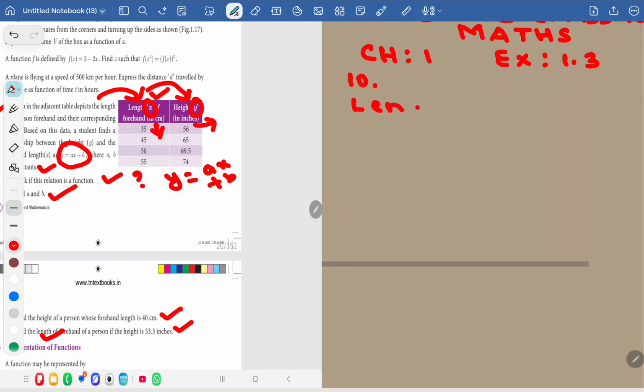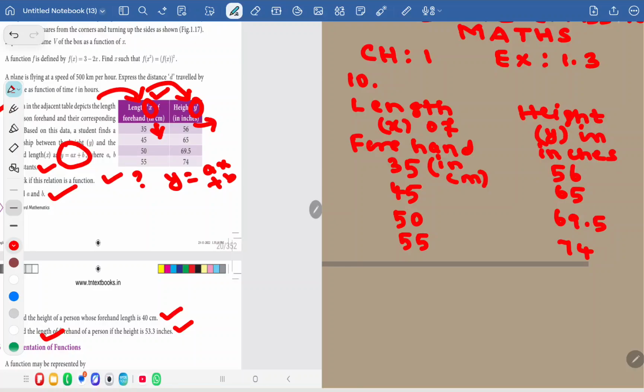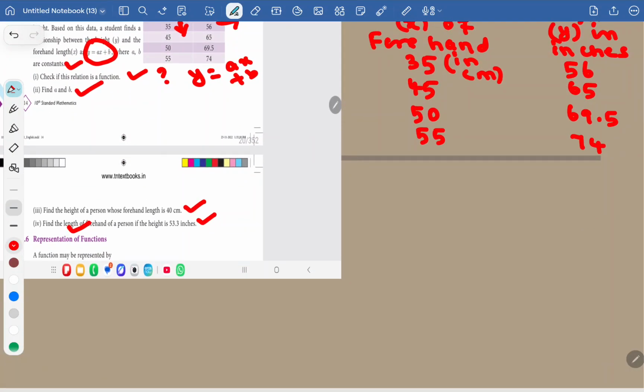What is the data? Length x of the forearm in centimeters: 35, 45, 50, 55. Height y in inches: 56, 65, 69.5, 74.